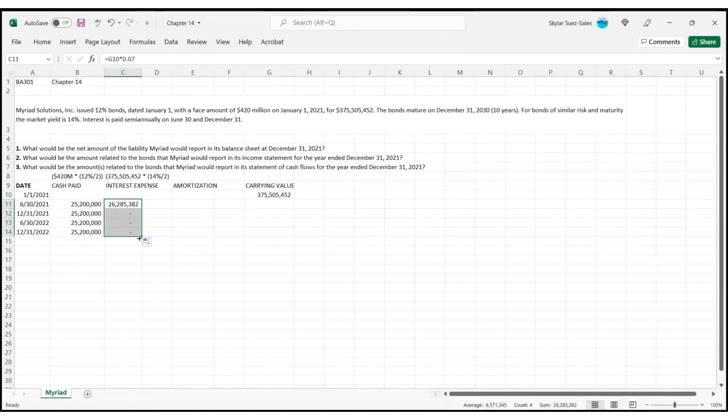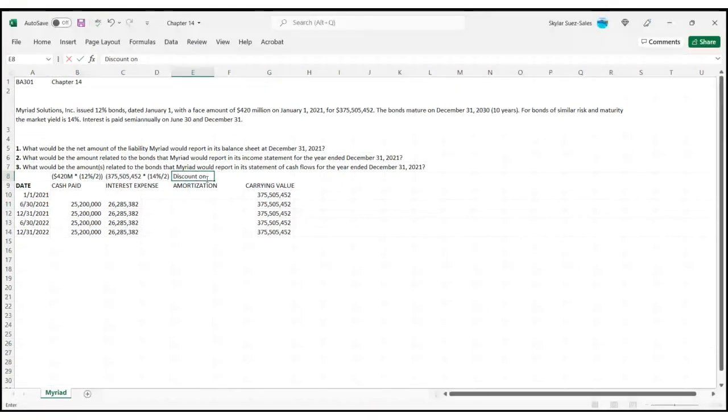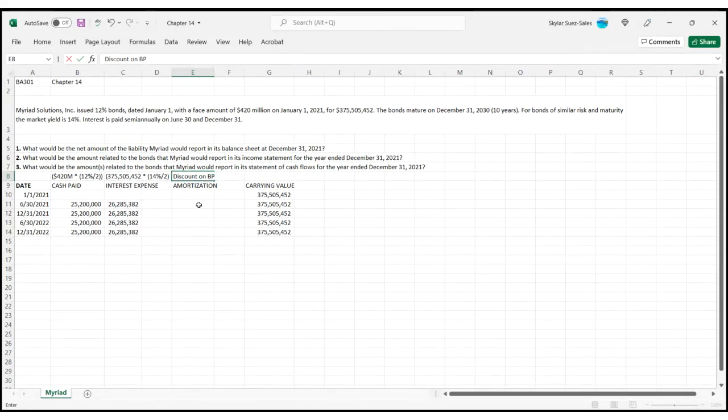We'll carry that on here. And then we'll carry this here. And the amortization is the discount, right? The discount on bond payable amortization. So we're going to take this amount. And since it's a discount, it's going to be added to the carrying value.